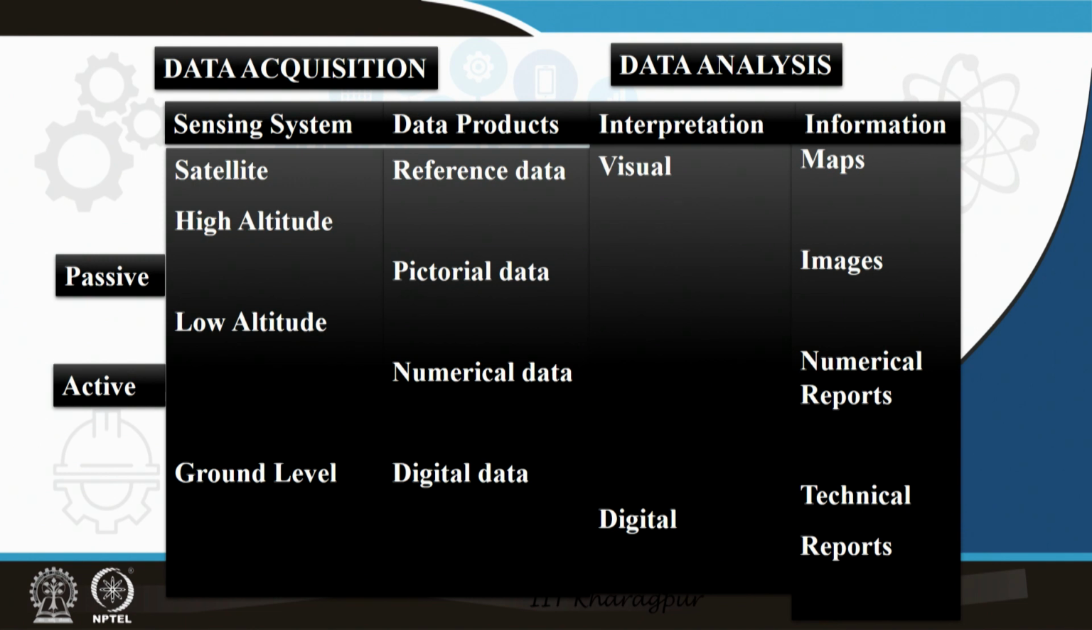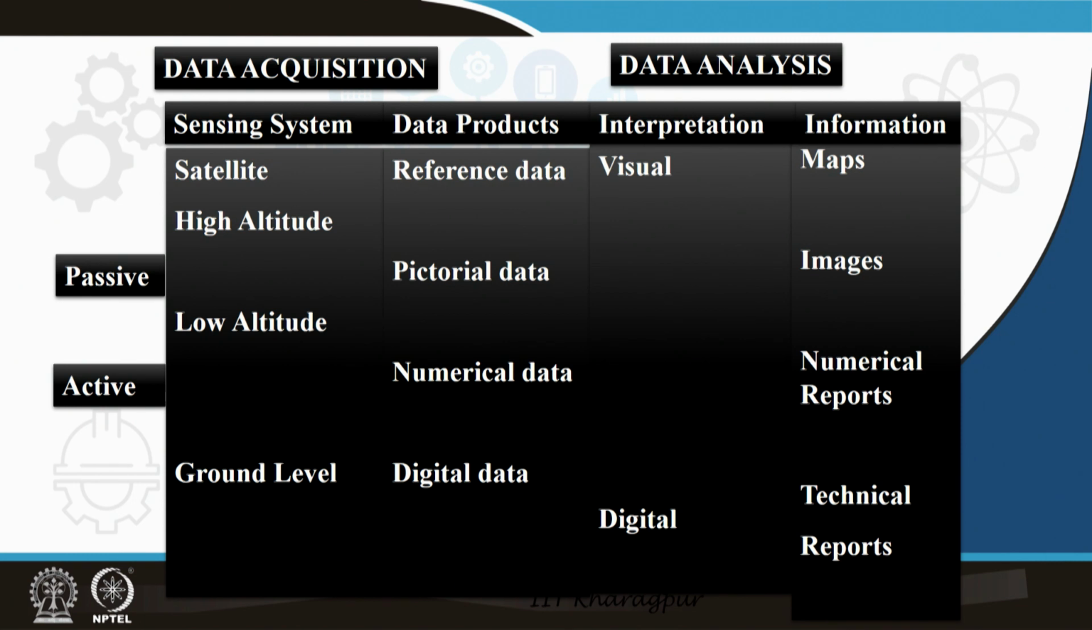Now, once you have sensed the data, this data is transformed into digital data, which may be in the form of a raster image, or it may be numerical data if it is sensed for a certain aspect or phenomenon, or it may be pictorial data, only the captured image that has been considered, or it may be in the form of reference data. Reference data is extremely important when you want to validate remote sensing data. So, you need reference data.